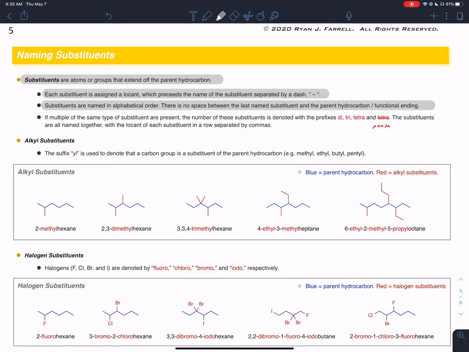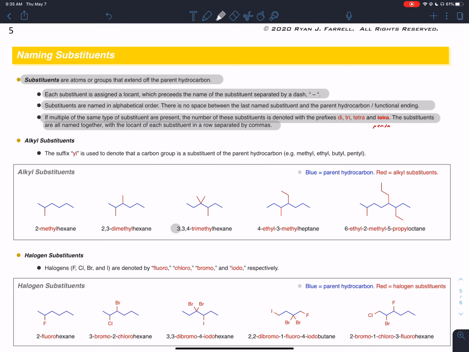And then what we're going to do is, if multiple of the same type of substituent are present, we are going to denote the number of those substituents using the prefixes di, tri, tetra, or penta. And these substituents would all be named together with the locants specifying each of those substituents in a row separated by commas.